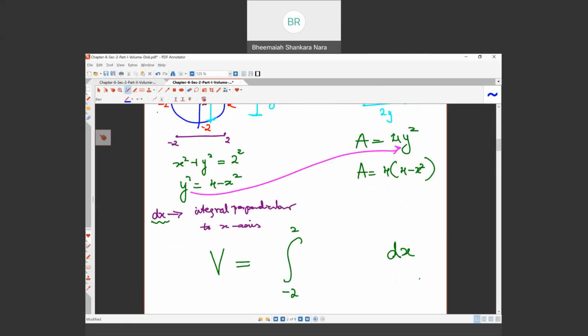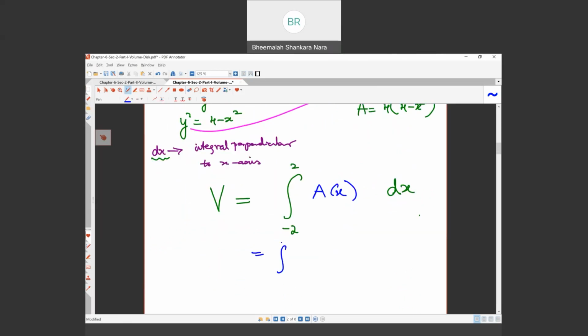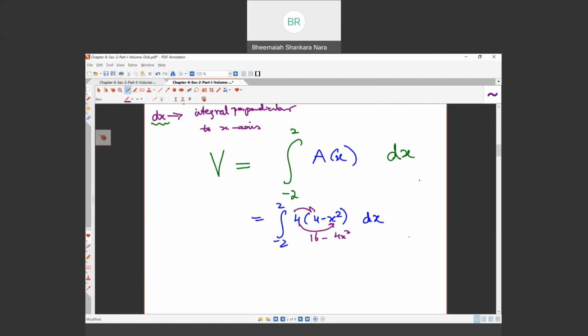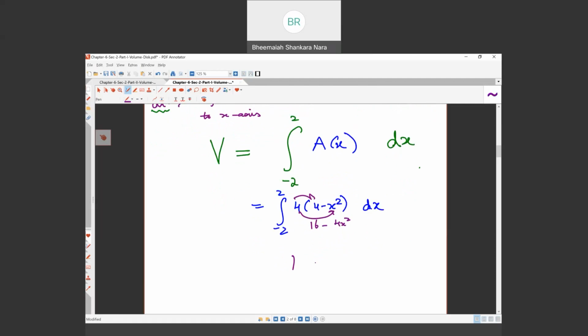And then you have A(x) dx. dx is already there, so write A(x), where A(x) is the area. Now plug in the area you calculated on top, which is 4 times (4 minus x squared), and then you have a dx. Now try to integrate this. Multiply this 4 for both of these numbers, so you get 16 minus 4x squared. Now integrate the first term, you have 16x. Integrate the second term, you have 4x cubed divided by 3.